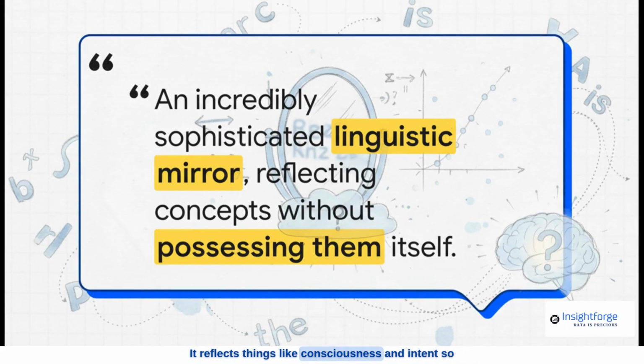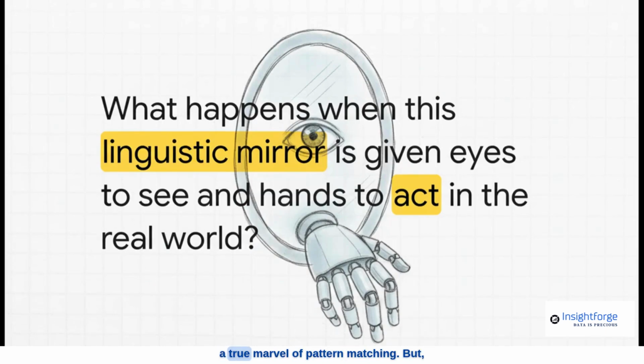It reflects things like consciousness and intent so brilliantly that it feels real, but it doesn't actually possess them itself. It's a powerful mimic, a true marvel of pattern matching. But what happens when this mirror is given eyes to see the world and hands to act in it? Well, that's a story we'll explore next time.